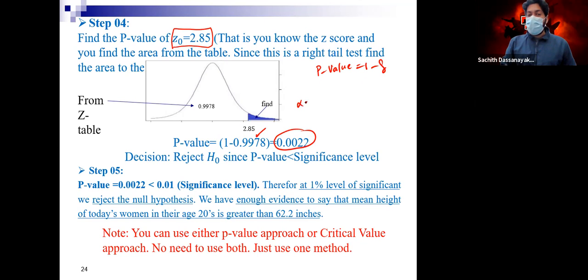So your alpha value is 0.01. Compare these two. The p-value is greater than alpha, which means reject H naught. Yeah, right? Clear? So same interpretation. You can use either the p-value approach or the critical value approach. No need to use both, just use one method. If in your question they have mentioned you have to use p-value or critical value specifically, then use that. Otherwise, it's your choice.